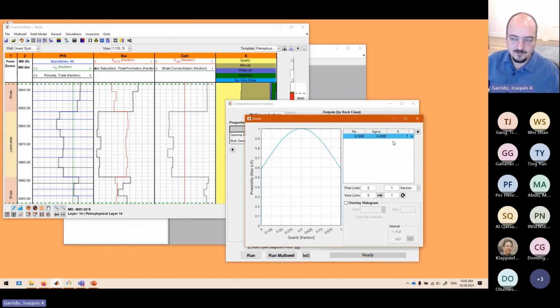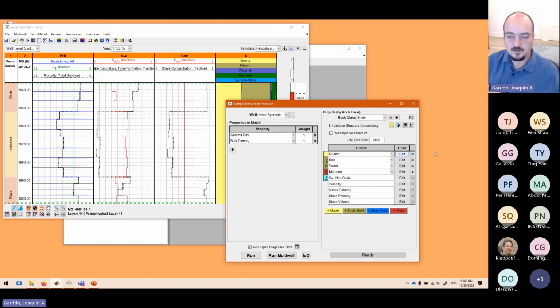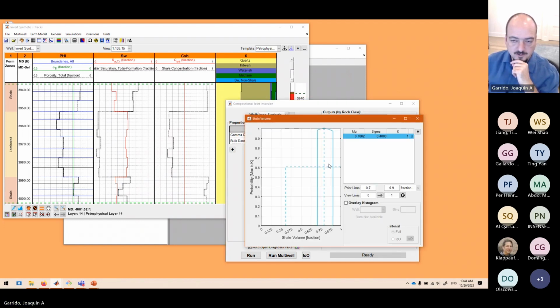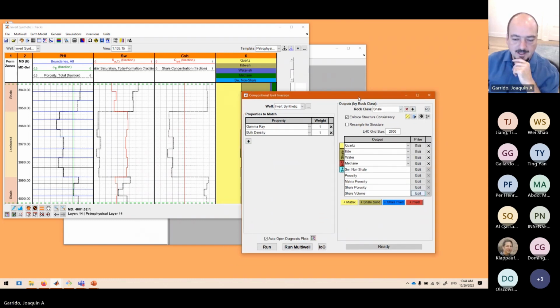So everything, the mineral composition for the matrix is going to be quartz. That's it. If you have more minerals, then you have to get an idea of what fraction is quartz, what fraction is the other one. The same for the shale. So really the main ones are porosity, water saturation, and shale volume. Shale volume is actually important. And I already adjusted them, but you can adjust them here according to what you want. And then let's just run it.